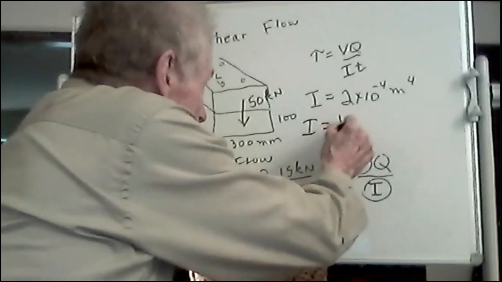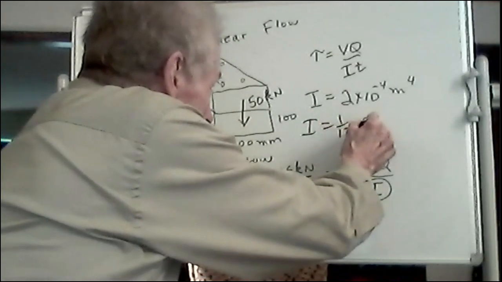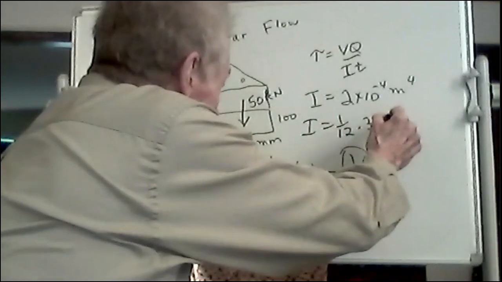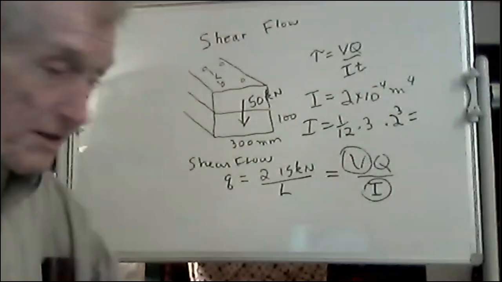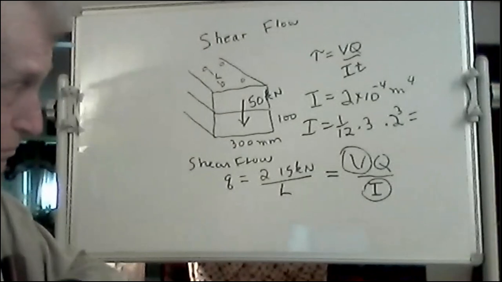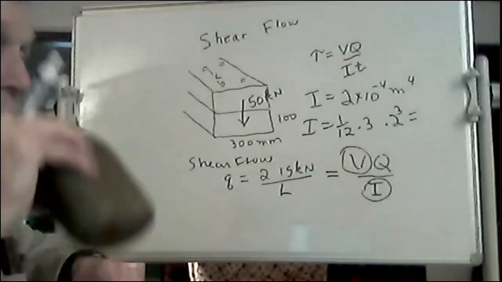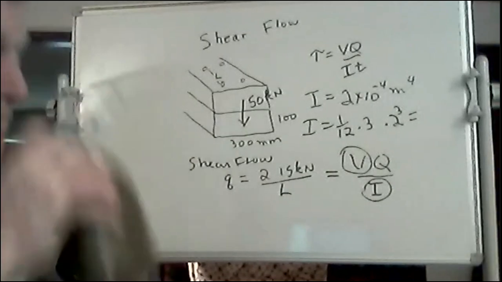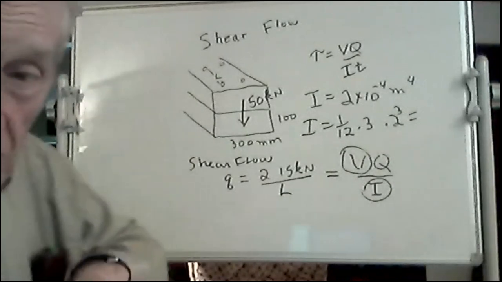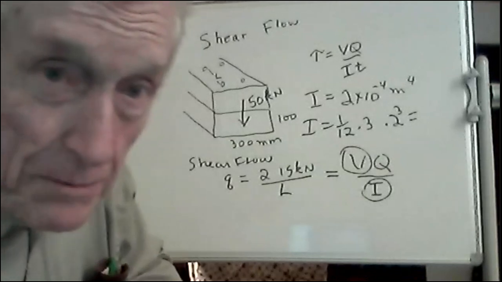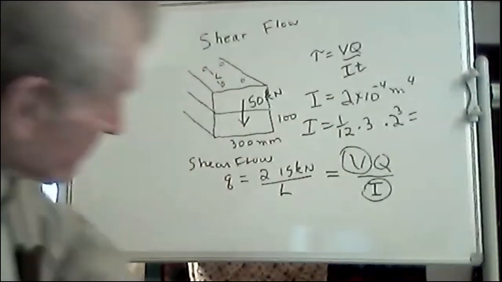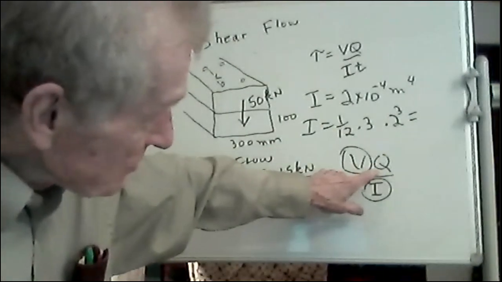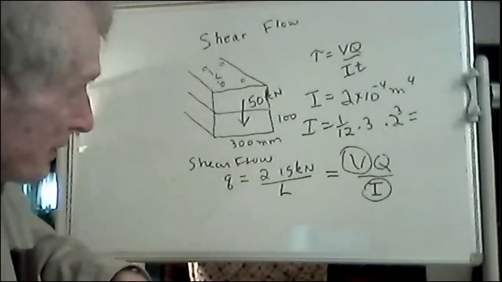All right, here goes. I is 1/12 times 0.3 times 0.2 cubed. That should give you that answer. Try it. Now, who asked for that question? Was that Eric? Yeah, I did. I think I just forgot to cube it. Well, you got it now. Now, all we got to do, Eric, is figure out this Q. And I think we got it made.